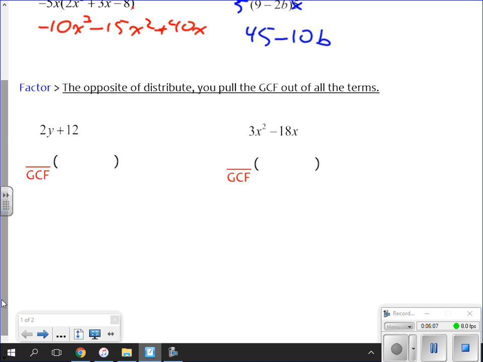2. Is there anything bigger that goes into either one of those? No. It has to go into both of them. So 2 is my common factor. I can pull a 2 out. Now the next question I have is, do I have a variable in both terms? No, I don't have a variable in any more than the first term, so I'm done with that one.